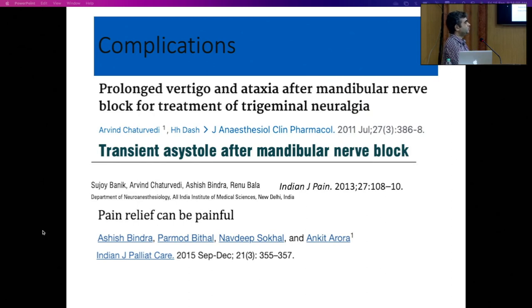The other complications, which are sometimes really dreaded, are prolonged vertigo and ataxia after mandibular nerve block, maybe if you injure the auditory tube while going through the pharynx. Sometimes transient asystole, as Dr. Mohan was telling, due to the trigeminal cardiac reflex, the patient may go into asystole and CPR may be needed. So these blocks are really very risky, and good monitoring and anesthesia help should be there.